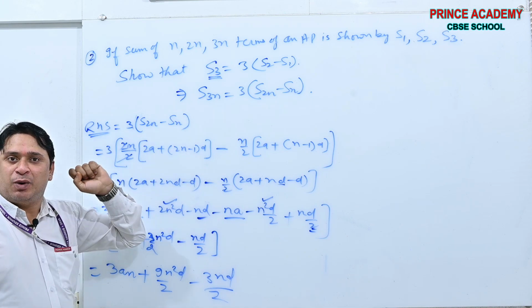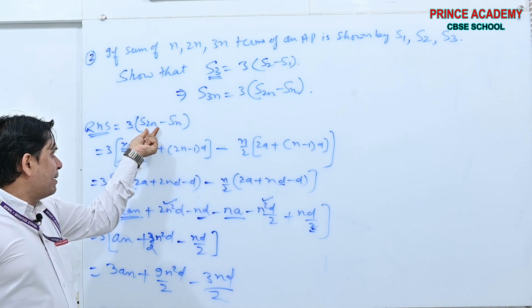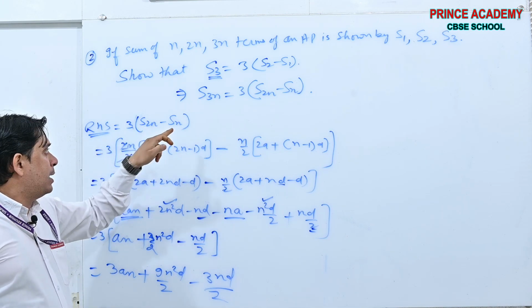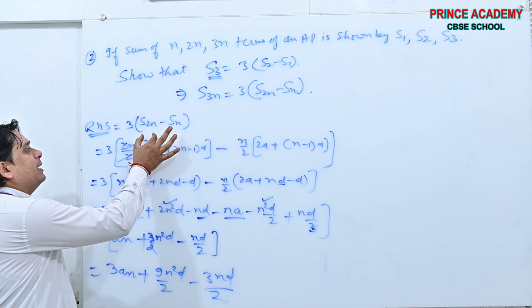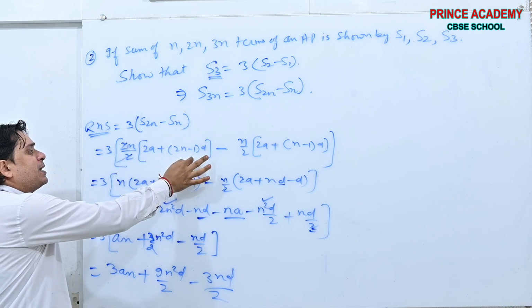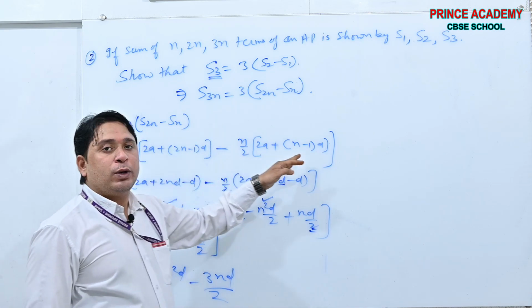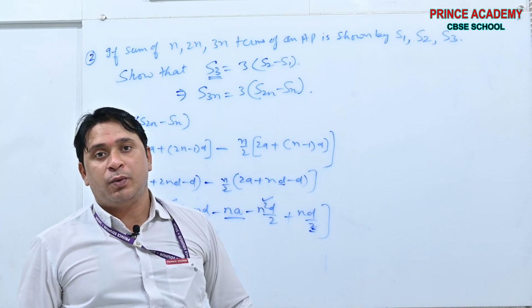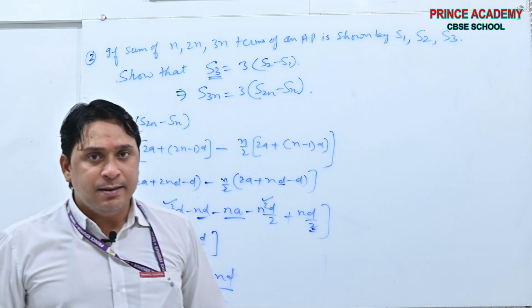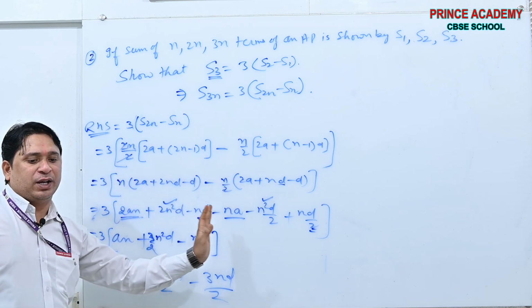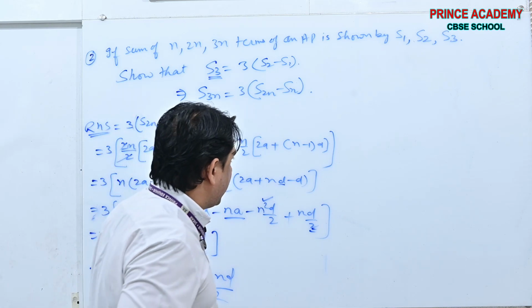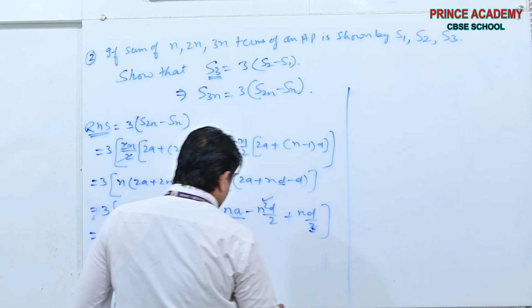S2n minus Sn was given. 2n means number of terms is 2n. N means number of terms is n. We used this criteria: n by 2, 2a plus n minus 1 d, n by 2, 2a plus n minus 1 d, and so on. We got the output. Done. Then just simple algebraic calculations were there. We got the final result.